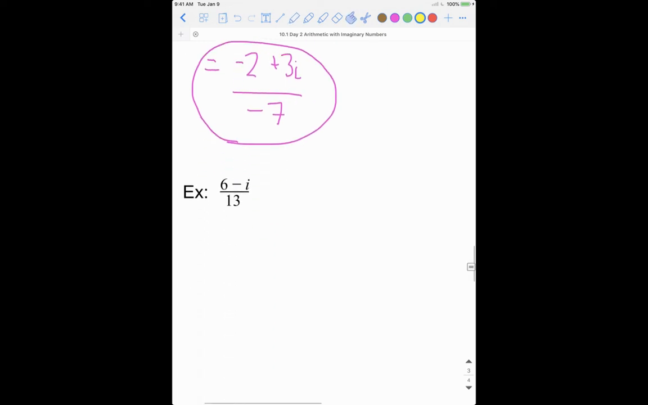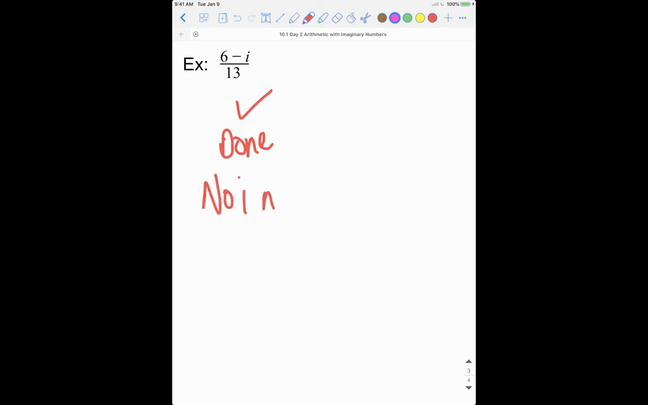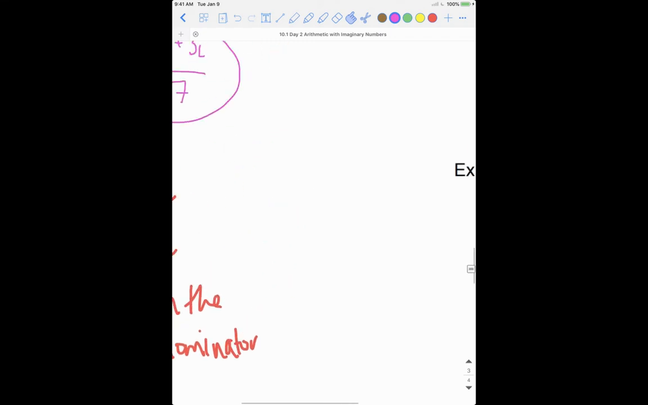Let's look at this next example, scrolling down. We see that our denominator is a 13, and there is no i in our denominator. So for this, we can say, okay, we're done. We don't need to get any i out of our denominator. Still getting used to writing on this thing. Those are nice, easy questions when that happens, because you're done. All right, let's move up over here.